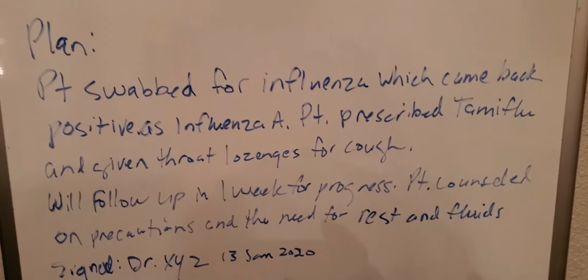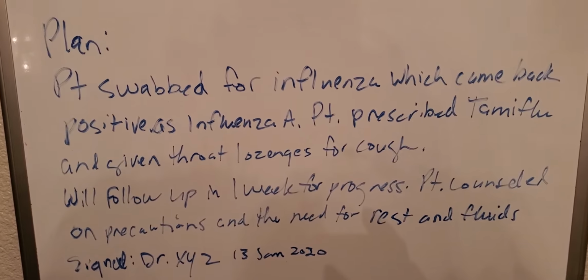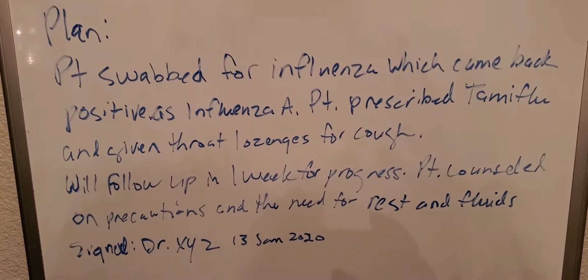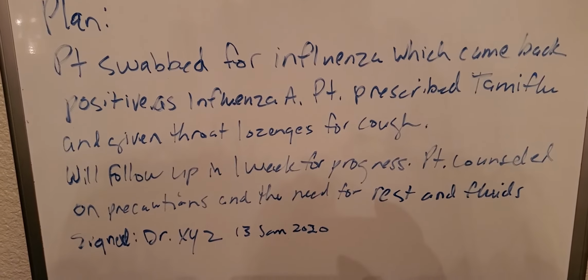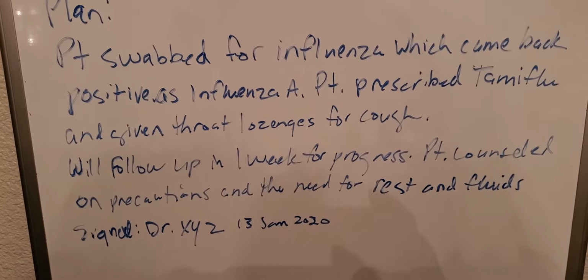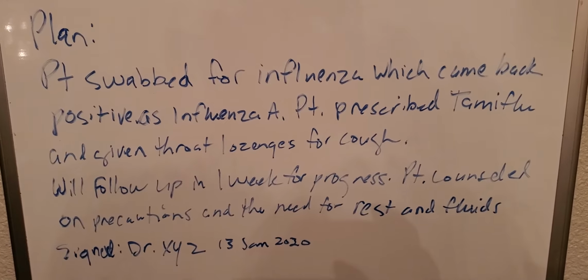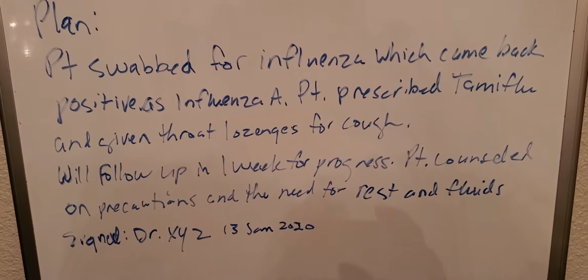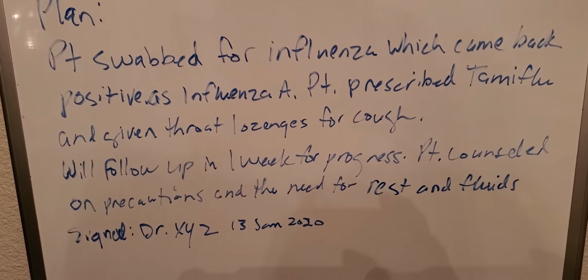So the plan is, okay, the patient was swabbed for influenza, which came back positive as influenza A. The patient was prescribed Tamiflu and given throat lozenges for the cough. We'll follow up in 1 week for progress. Patient counseled on precautions and the need for rest and fluids. Signed, Dr. XYZ, 13 January 2020.